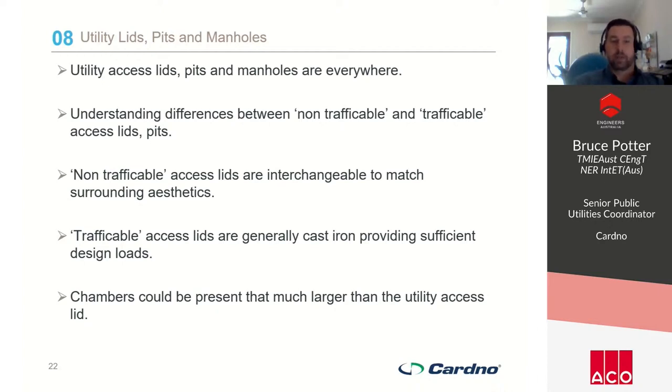And with trafficable lids, they are generally not interchangeable. They are generally limited to cast iron that provide the sufficient design loads for roadways. For non-trafficable lids, they are generally interchangeable or can be interchangeable, and they can match the surrounding aesthetics in that area. And note for both that chambers could be present that are much larger than the access chambers themselves. But it's always important to understand the limitations you have in design, particularly with the case of getting a utility locator in, opening those pits and manholes, and determining what size the chamber is underneath, and surveying that to reflect what is actually under the ground.